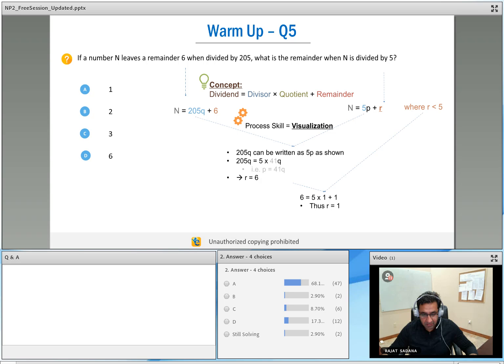Okay. So Ra says, if 205 leaves a remainder, it won't. Why? Because 205 multiplied by any number would always be divisible by 5, because 205 by itself has 5 in it. So in that case, Raz, we're going to see that example in the upcoming solutions.